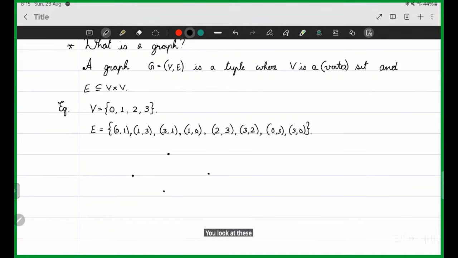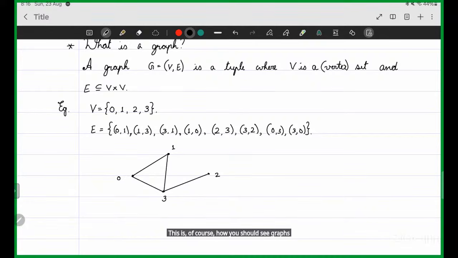Since we called them the vertex set, let's write them as vertices. And then 0, 1 and 1, 0 are there, so I'll just join that. Right, 1, 3 is there. I'll join that. And then you have 1, 0 is there, 2, 3 is there, and 0, 3 is there. So this is, of course, how you should see graphs.